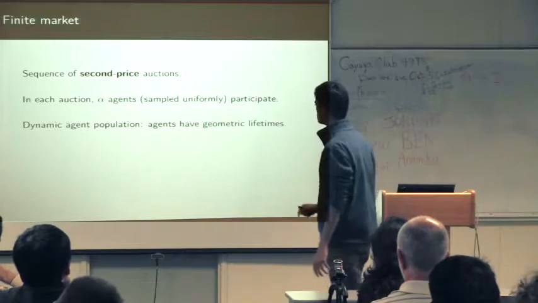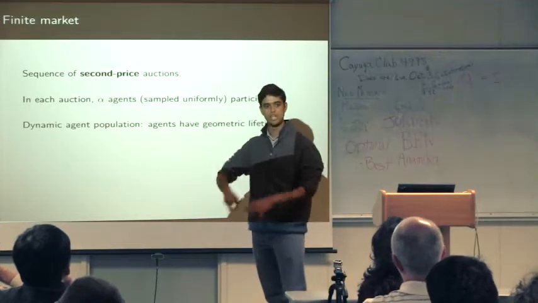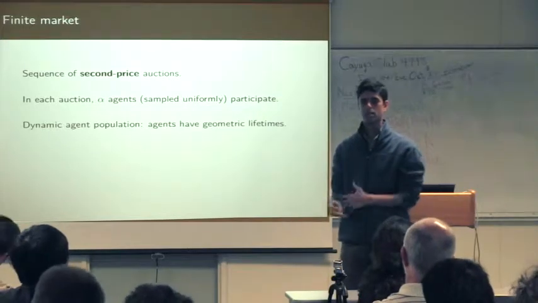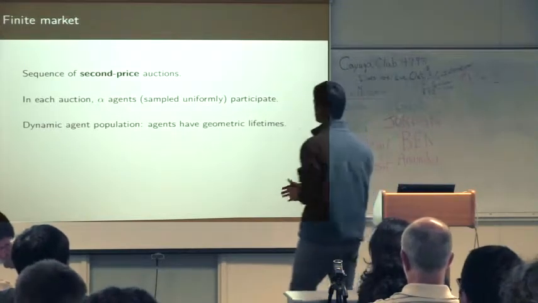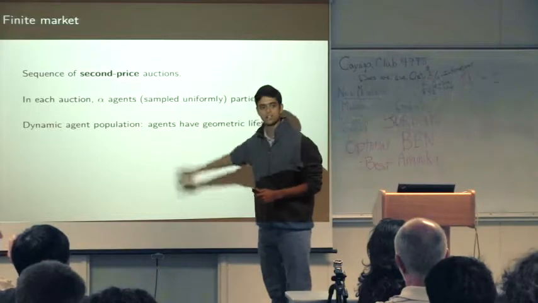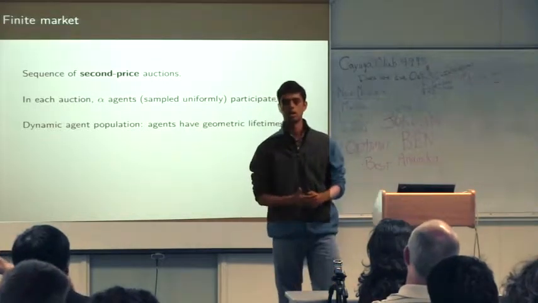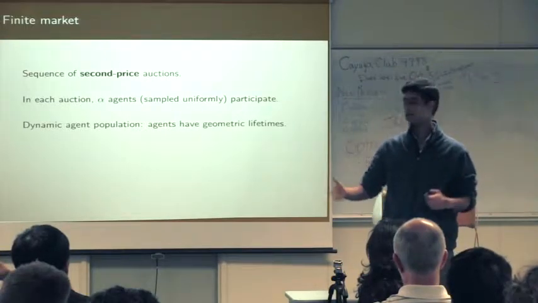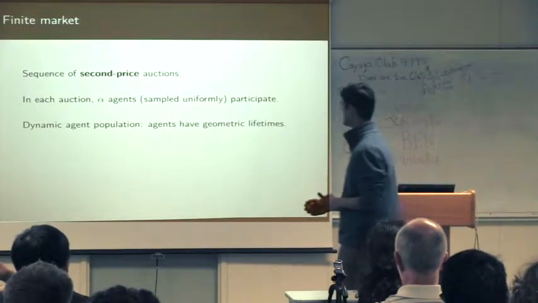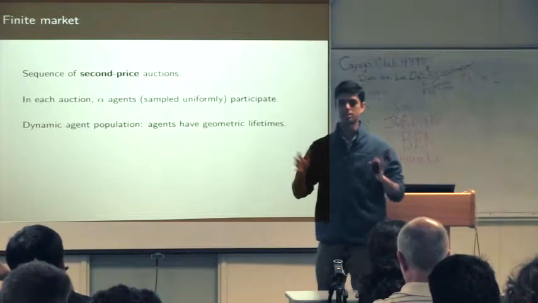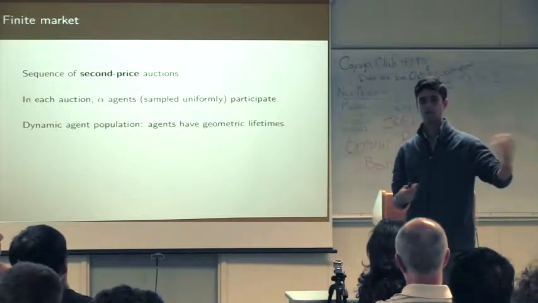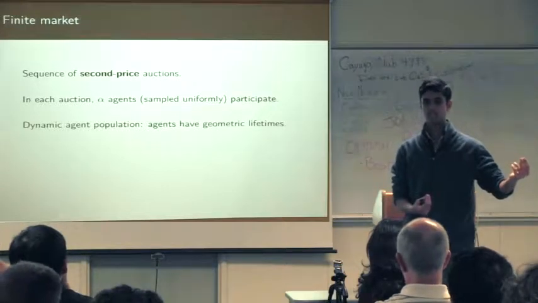And we assume that the agent population is dynamic. In particular, agents arrive and leave the market, and this is natural. The way we model this is that these agents have geometric lifetimes. They participate for a geometric number of auctions, so randomly distributed. And just to make the size of the market stable, we assume that each time an agent leaves the market, a new one comes in.